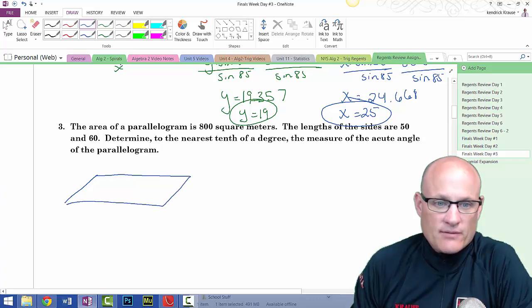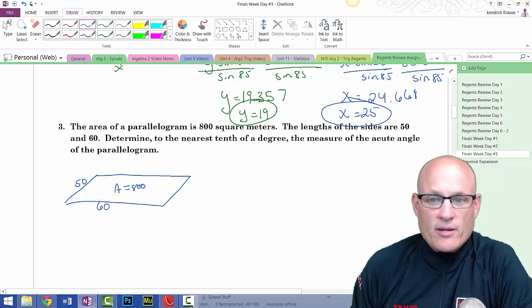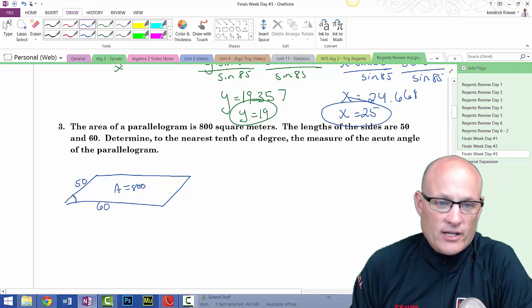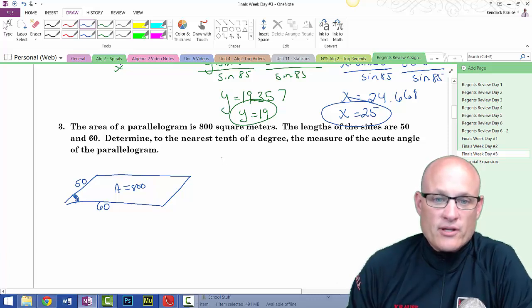Parallelogram, I've given you the area equals 800. The lengths of the sides are 50 and 60. And I want the nearest tenth to measure the acute angle. That's this one. Acute little angle. There it is. So I'll do the formula.